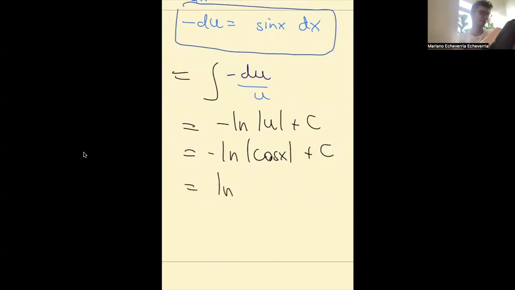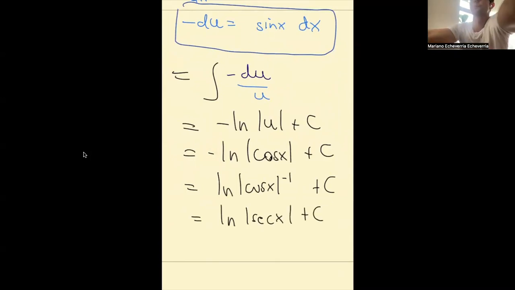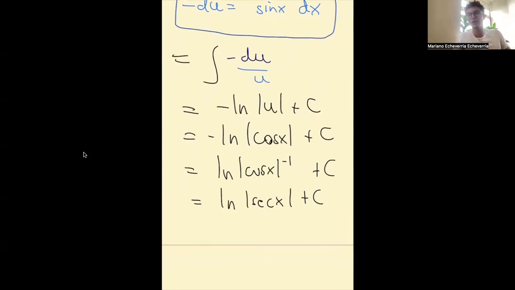If you'll see it in the book, if you remember the rules for logarithms, you can move a number as an exponent back into the logarithm. So you can write this as ln of cosine of x to the -1 plus c, and that gives you secant of x. Is that making sense? Is that okay? So the integral for tangent is natural log of secant, basically.